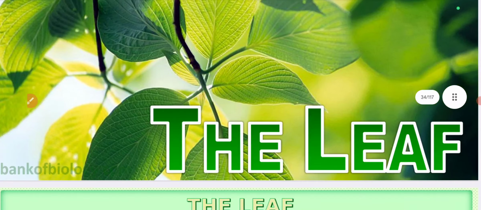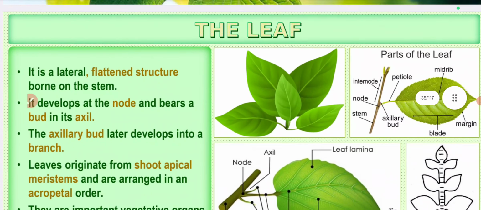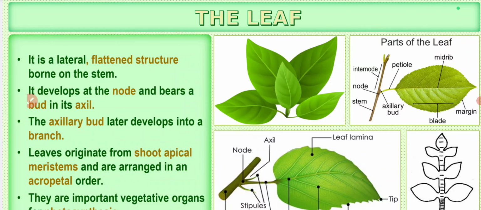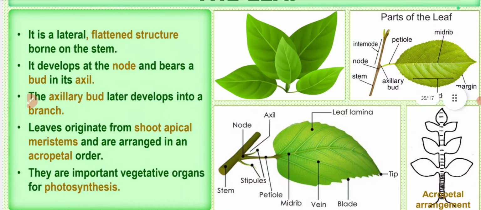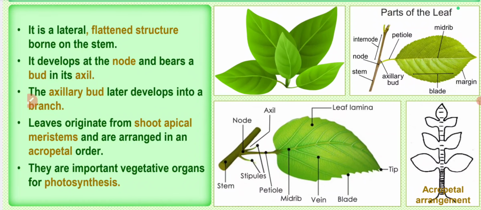Now come to the next one, the leaf. The leaf is a lateral flattened structure borne on the stem. It develops at the node and bears a bud in its axil. As you can see in the diagram, here is the node, also labeled here, and it bears an axillary bud in its axil, also labeled here.